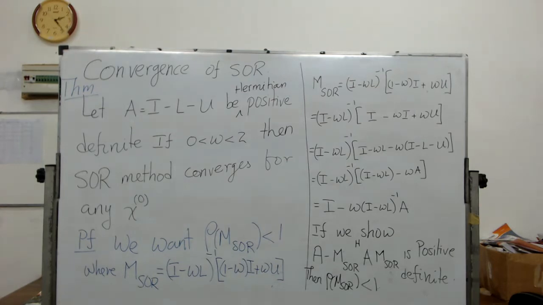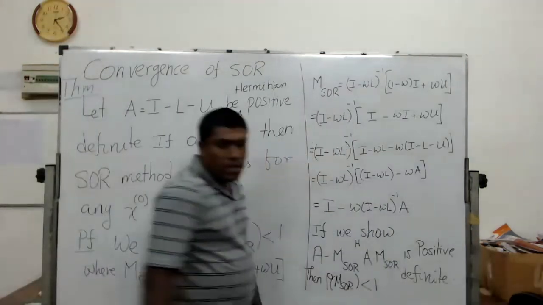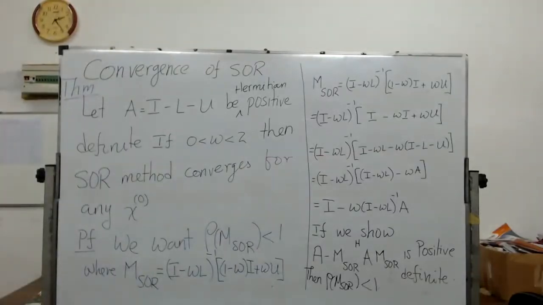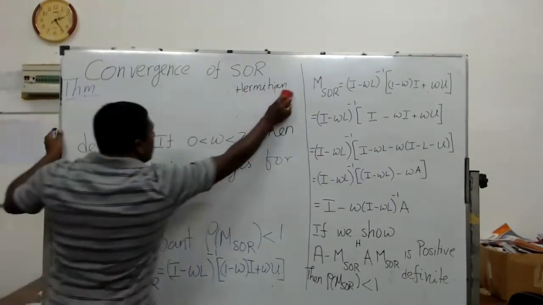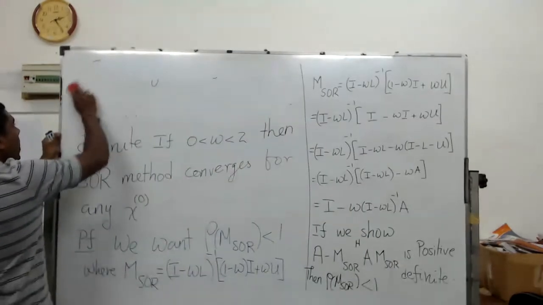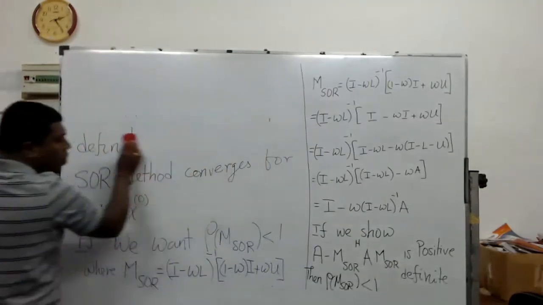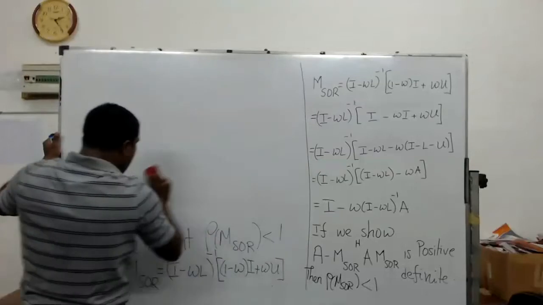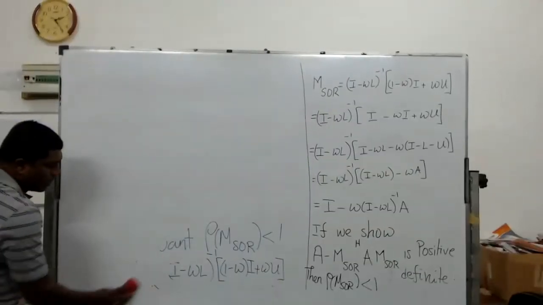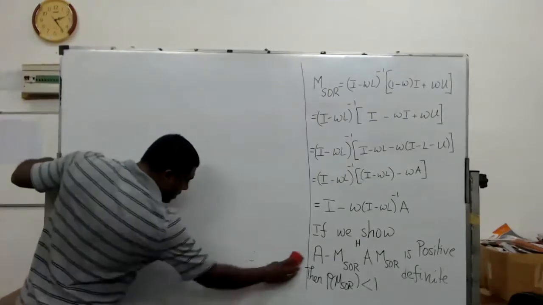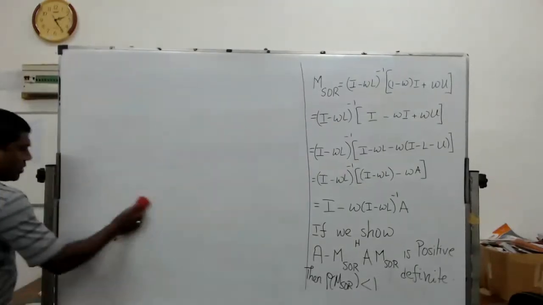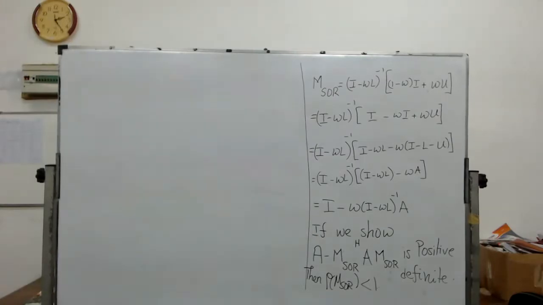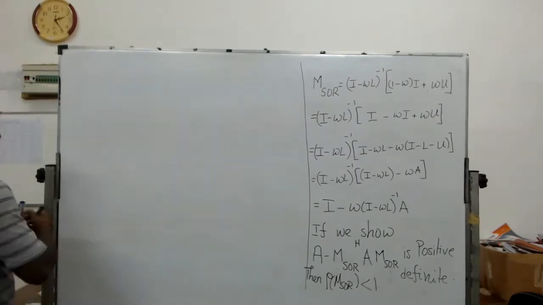So now our goal is to show that this one is positive definite. This is again a lot of mechanical work, so we have to simplify this. That we are going to do now. We will first try to simplify A minus M_SOR Hermitian times A times M_SOR, and then we shall see whether that is positive definite or not. So we'll start writing this down.